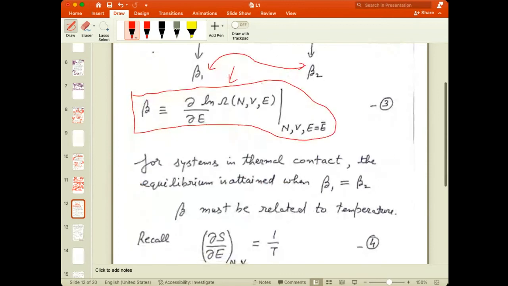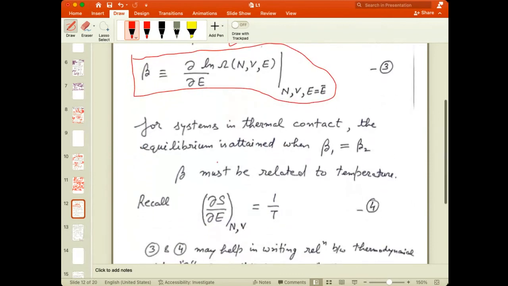So what does this beta mean actually, right? If you have some memory, and if you recall from your thermodynamics knowledge from your bachelor's or BSc, maybe second year, then you differentiate entropy with energy at constant number of particles and volume, it is basically the inverse of the temperature. So this is a pure result from thermodynamics.